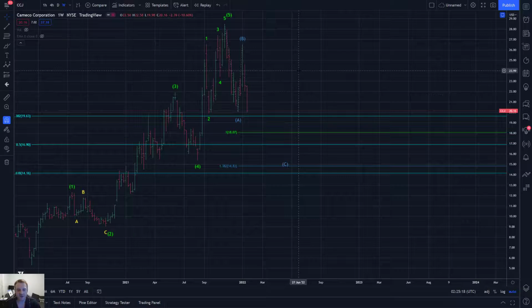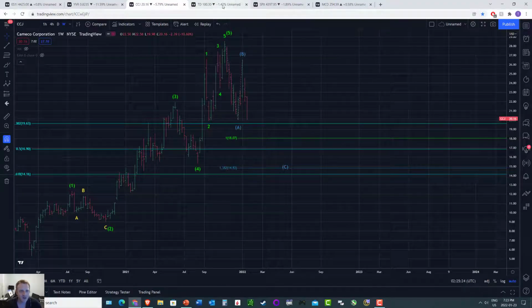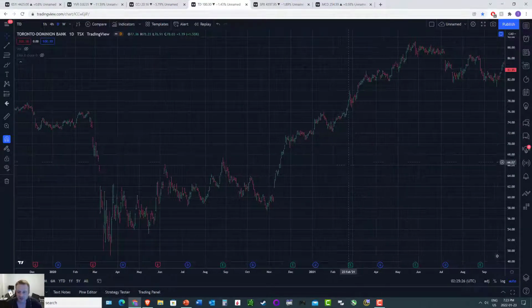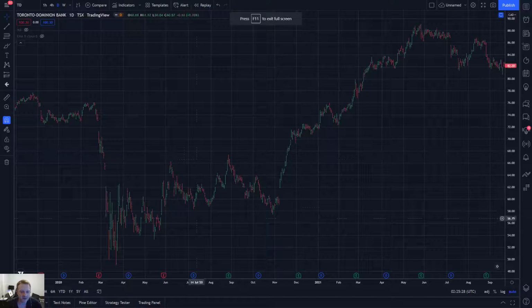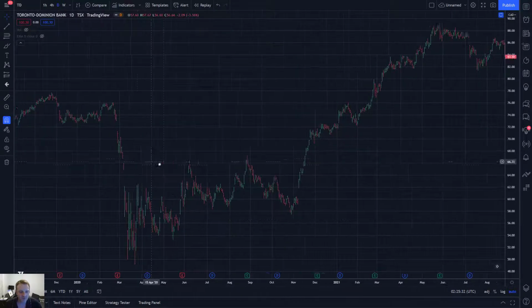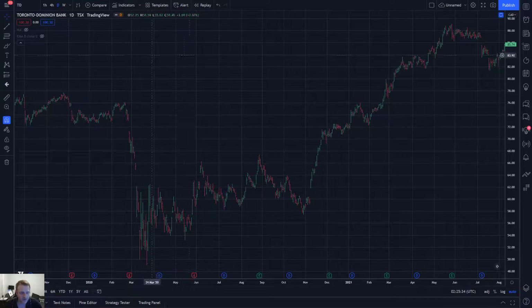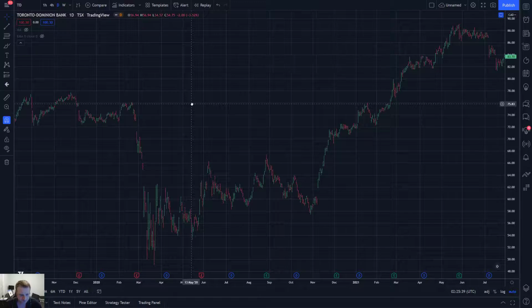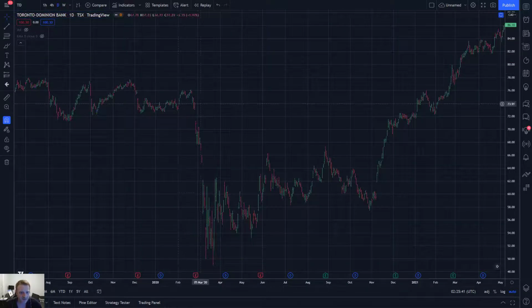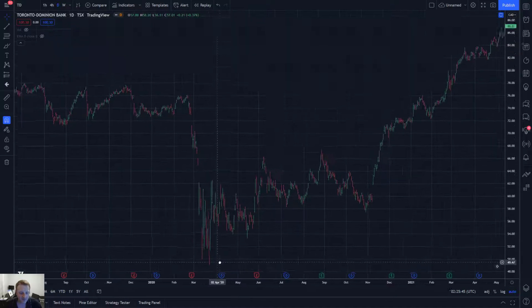Let's just move on to something else here. I don't want to spend too much time on CCJ, but you can see what I'm getting at. Okay, I wanted to show an example of a leading diagonal instead of an ending diagonal. So a leading diagonal motive wave. Here's Toronto Dominion Bank. I believe this is the Canadian listed one on the TSX. And we had the big sell-off into March of 2020, and that's where a lot of things bottomed out, right?